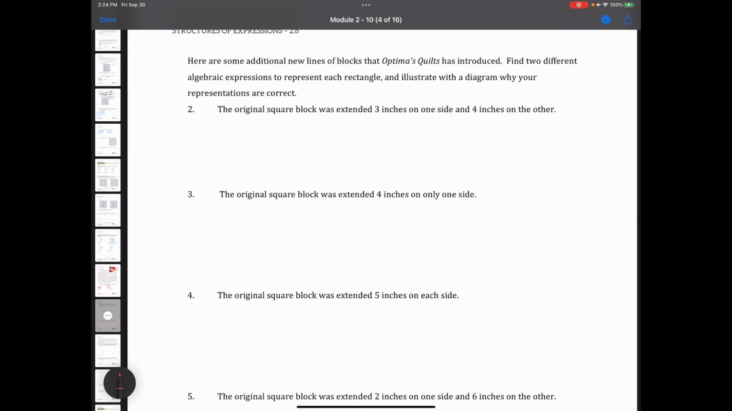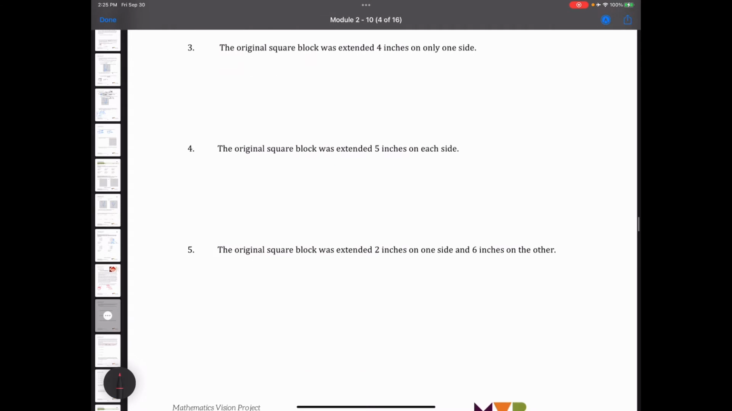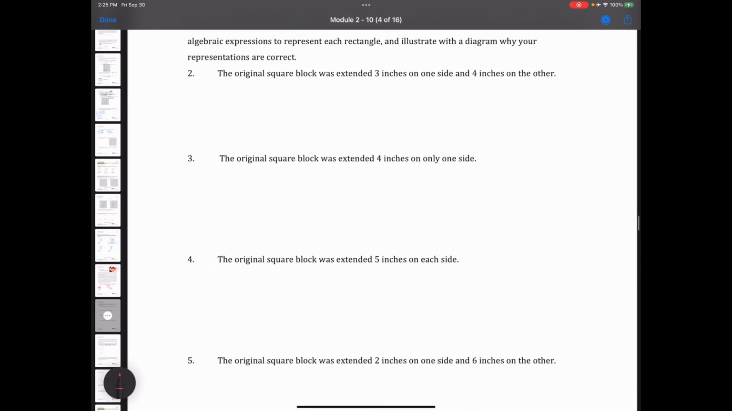Here are some additional new lines of blocks that Optima's Quilts has introduced. Find 2 different algebraic expressions to represent each rectangle and illustrate with a diagram why your representations are correct. So I want you to go ahead and pause. Well, actually, in just a second, I want you to pause the video.